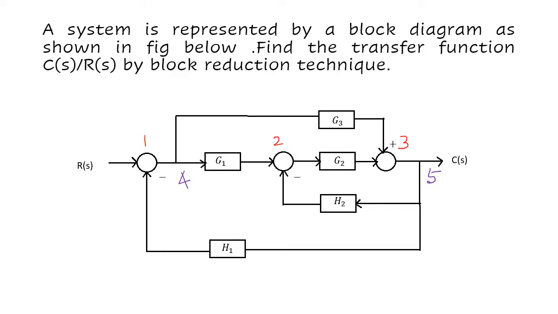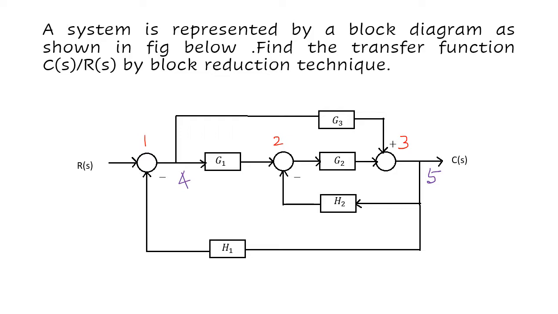Now we have to see what is the best possible way to reduce this particular block diagram. You can observe that summing point 3 and takeoff point 5 are close by, is it not? It is almost near the output. So we try shifting the summing point so that summing point 3 is near summing point 2. The first thing we do is shift summing point 3 to the left of G2.